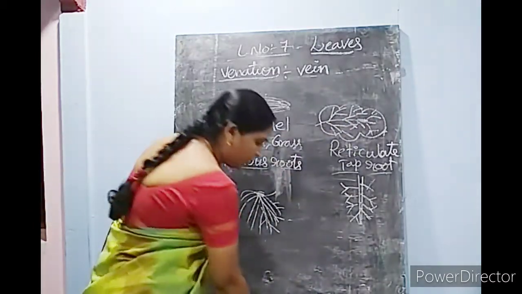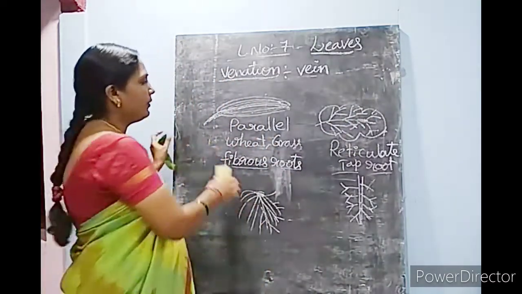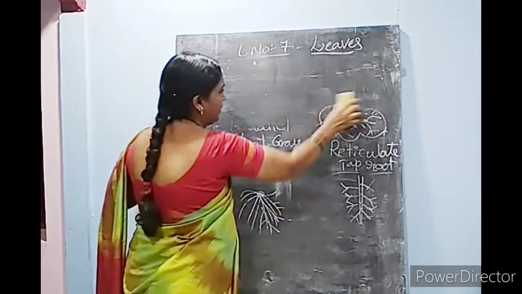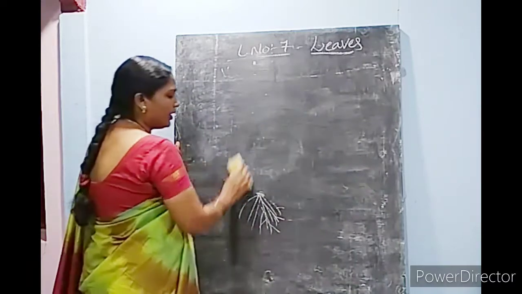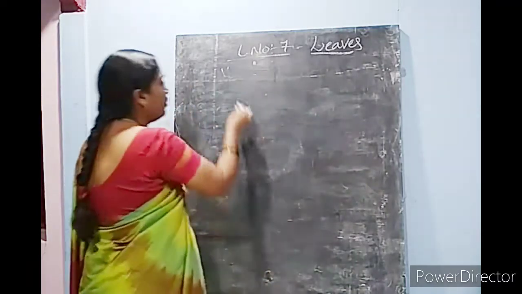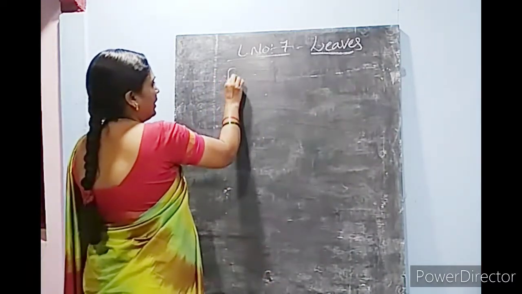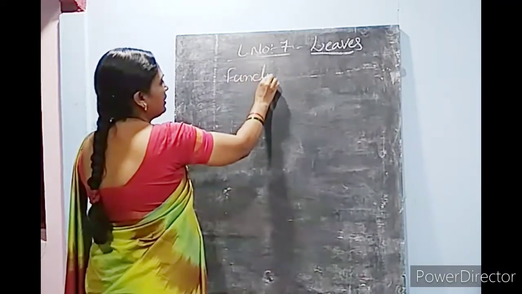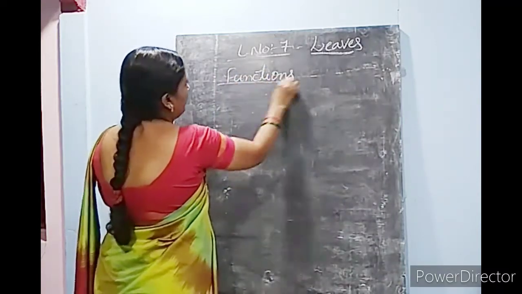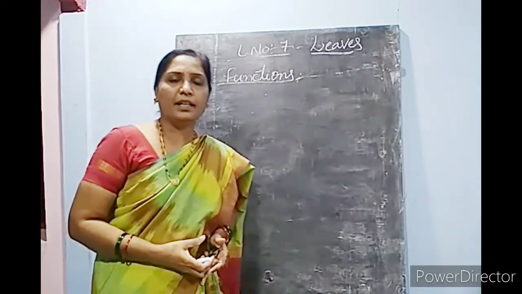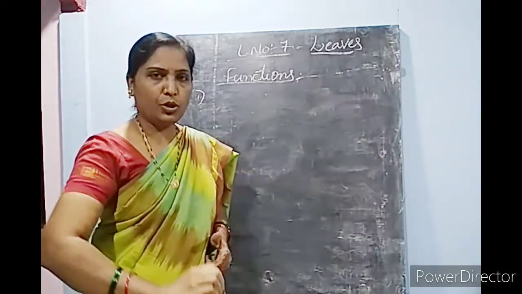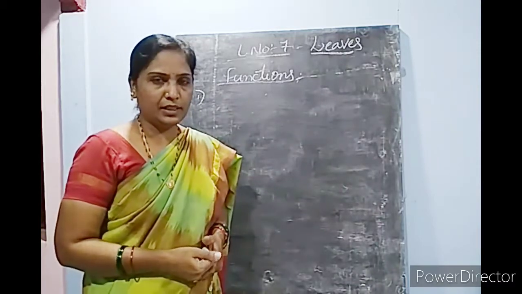So now you understood the structure of the leaf and the venation of leaves. Now we will see the functions of the leaf. What actually the leaves do in plants. The functions of leaves we'll discuss now. You all know that the leaves are the kitchen of the plant. This you are learning right from your lower classes.